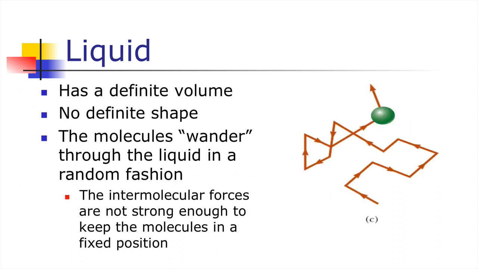On the other hand, liquids have definite volume, but not definite shape. Liquids acquire the shape of the container. If you take a cup of water, then the shape of that water is the cup. But if you spill it and put it in another container, it's going to acquire the shape of that container.